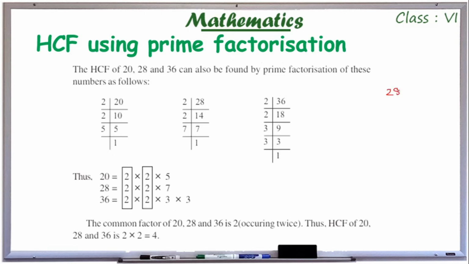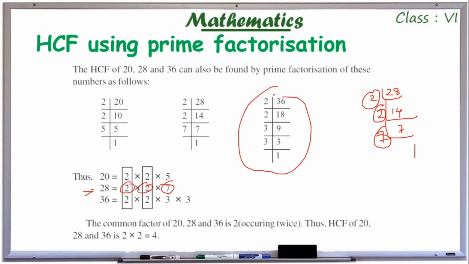So 28. During prime factorization, I will get this 2 into 2 into 7. This is the prime factorization. 2 into 2 into 7, 28, and then 36. Here I prime factorized this.